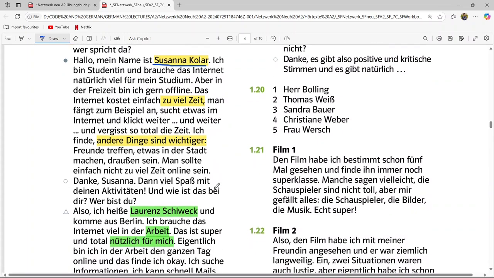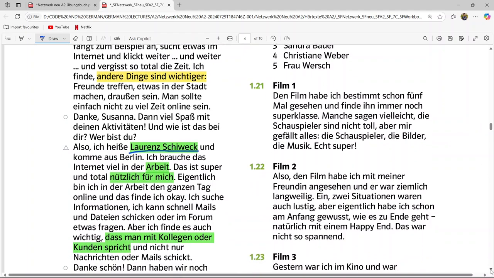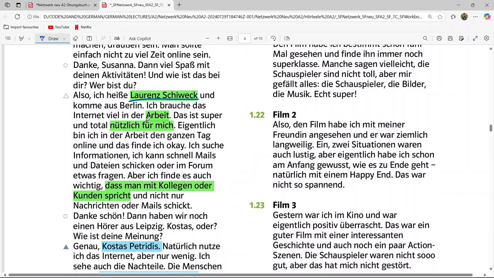Danke, Susanna. Dann viel Spaß mit deinen Aktivitäten. Und wie ist das bei dir? Wer bist du? Also, ich heiße Laurens Schiewek und komme aus Berlin. Ich brauche das Internet viel in der Arbeit. Das ist super und total nützlich für mich. Eigentlich bin ich in der Arbeit den ganzen Tag online. Und das finde ich okay. Ich suche Informationen, ich kann schnell Mails und Dateien schicken oder im Forum etwas fragen. Aber ich finde es auch wichtig, dass man mit Kollegen oder Kunden spricht und nicht nur Nachrichten oder Mails schickt.